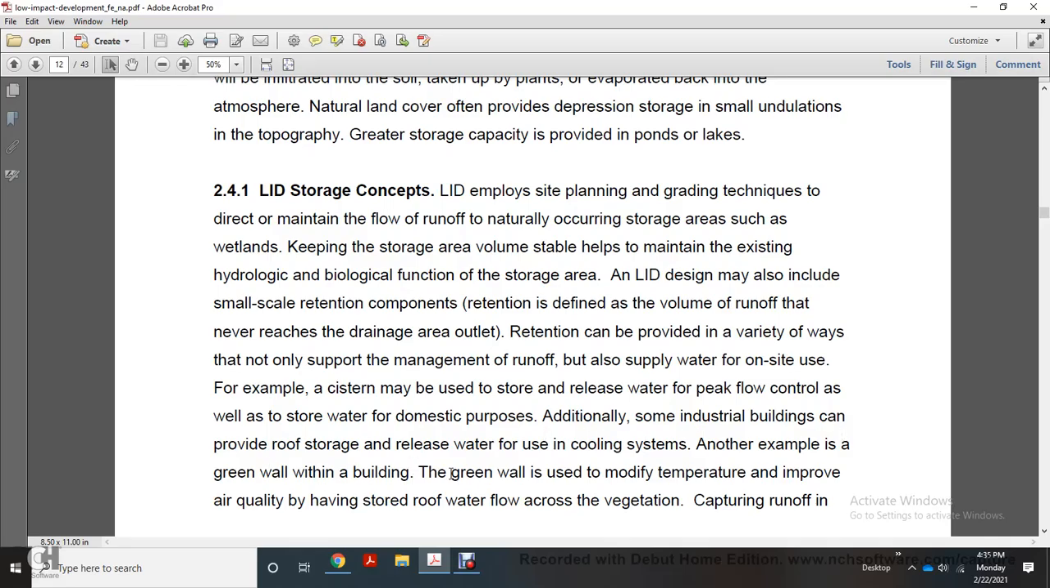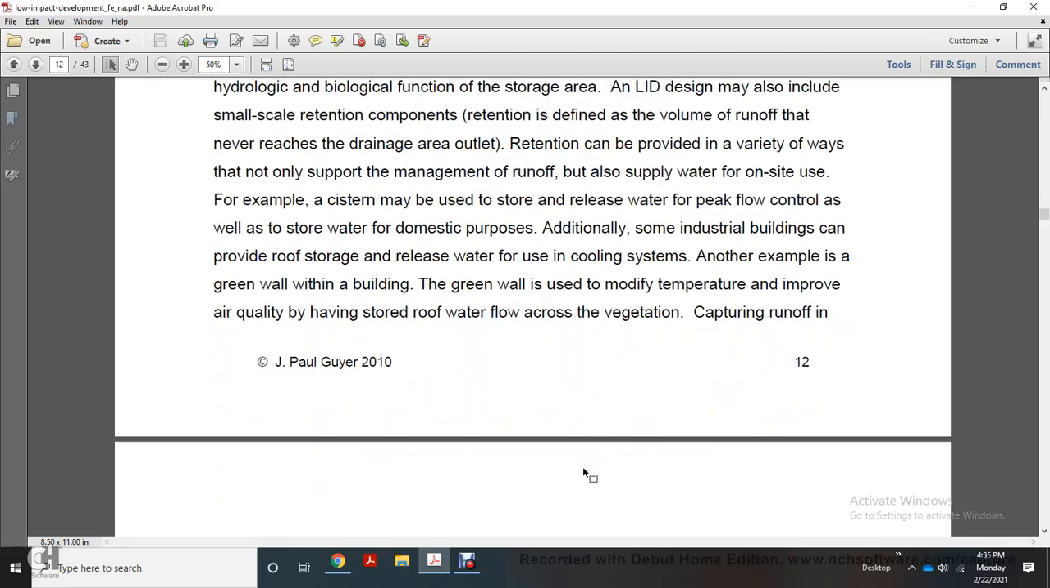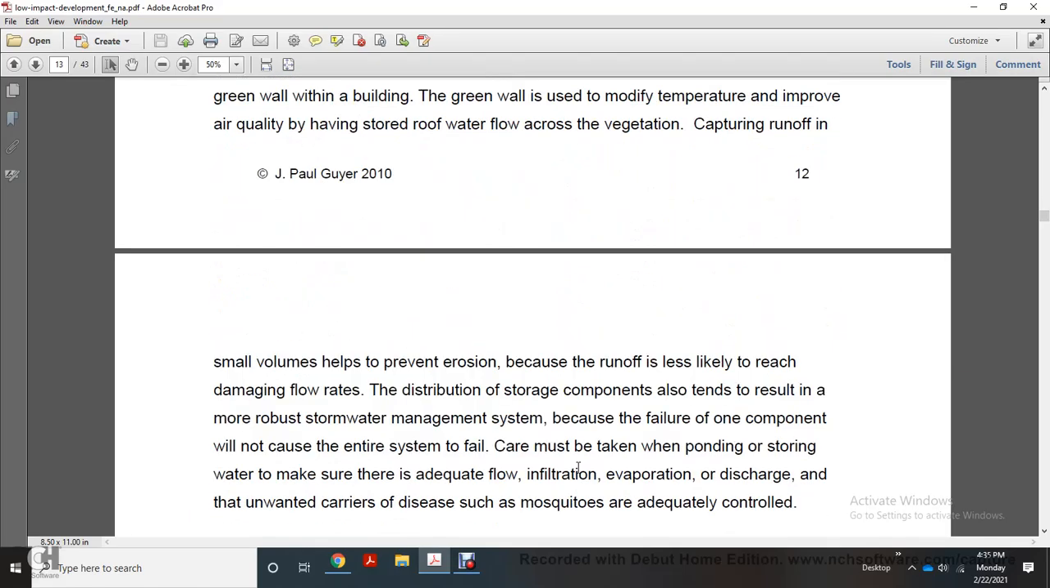Another is a green wall within the building. The green wall is usually used to modify temperature and improve the air quality, having been installed on the roof. Water flows across the vegetation, capturing runoff in small volumes and helping prevent erosion. Because of the runoff, it is likely to reach the damaged flow rate of the distributed storage component, but they also tend to result in a more robust stormwater management system, because the failure of one component will not cause the entire system to fail.